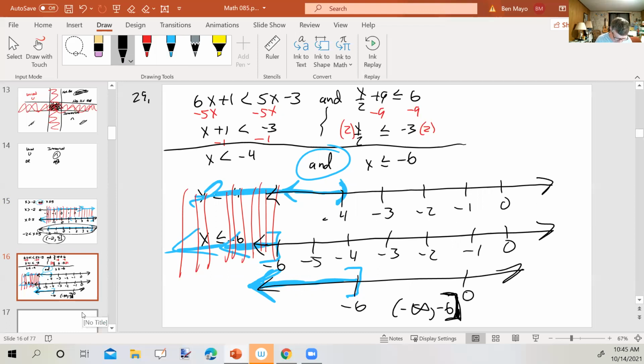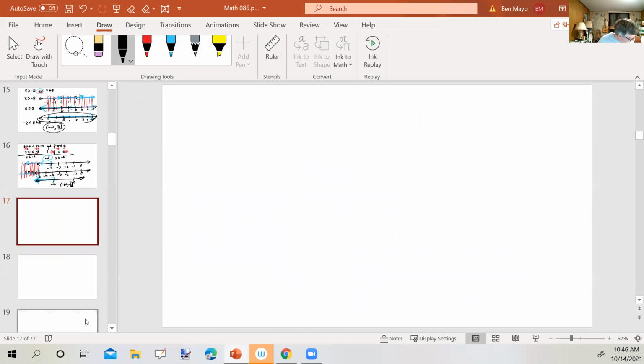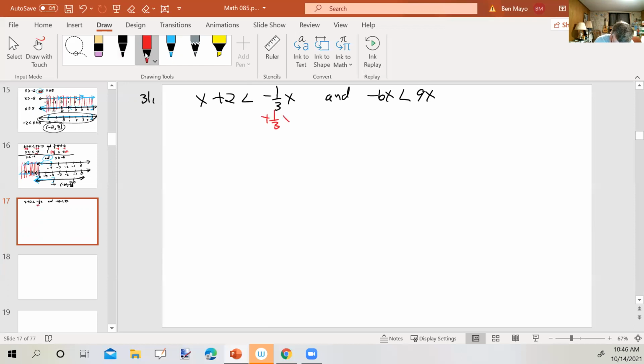Okay. Let's take a look at another example. Let's see here. This is 31. We've got x plus 2 less than -1/3 x and -6x less than 9x. Okay. So again, we're going to solve each inequality so that x is on the left side of the inequality. So the first one, I'm going to add 1/3 x to both sides.